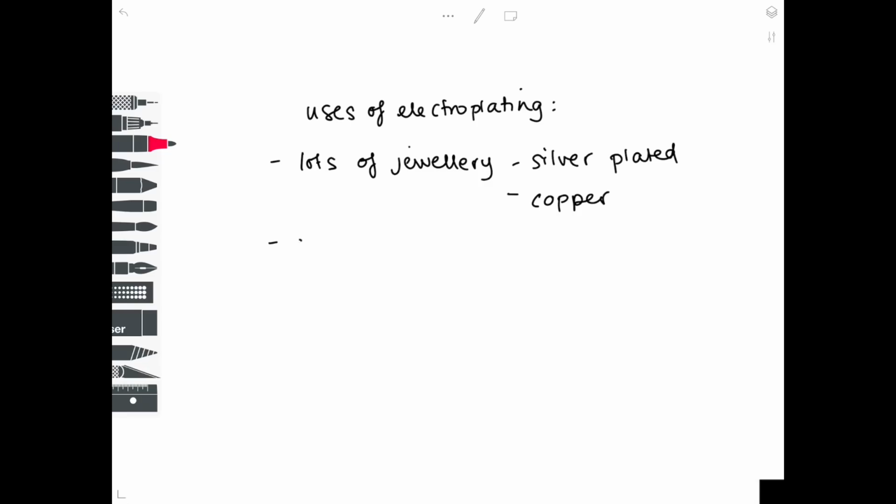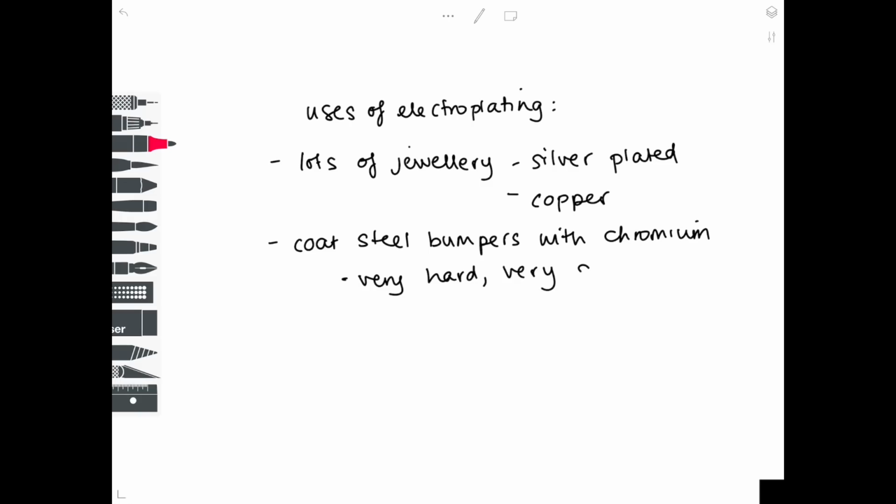We also coat steel bumpers, so that's a part of a car, with chromium. Chromium is very hard and very shiny, so it's aesthetically really pleasing. It's got great properties, but it's very expensive, hence why we don't make the whole object out of chromium. Lastly, we coat tin cans which are made out of steel. So a can that you get baked beans out of, it will mostly be made out of steel, but it'll have a coating of tin on it because tin is corrosion resistant and won't react with the food contents, which we really don't want to happen, obviously.